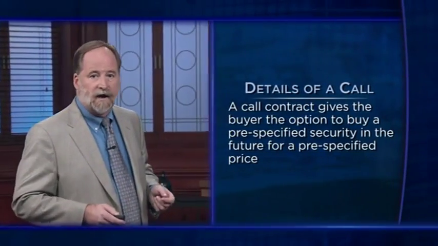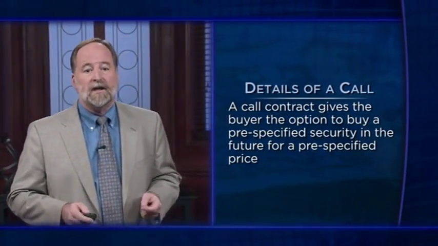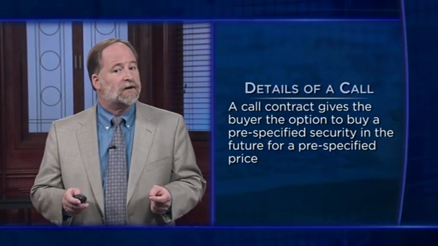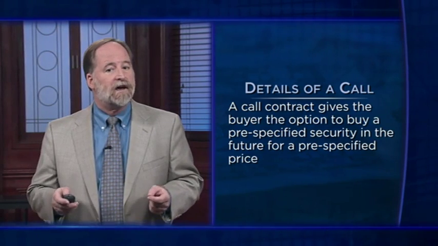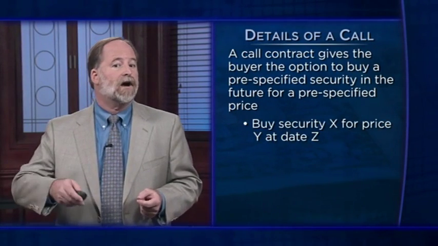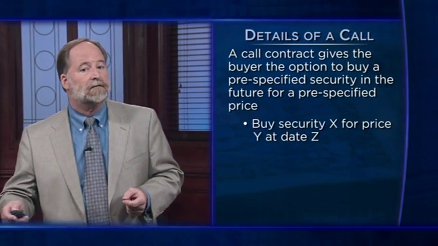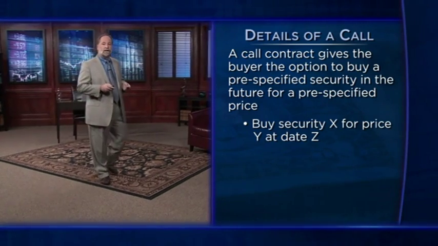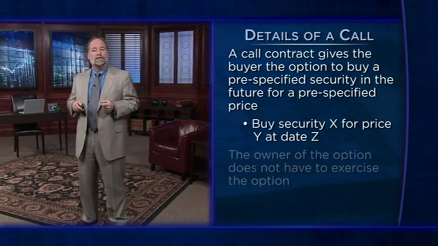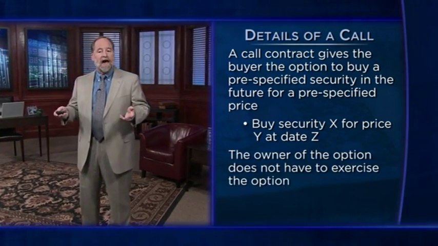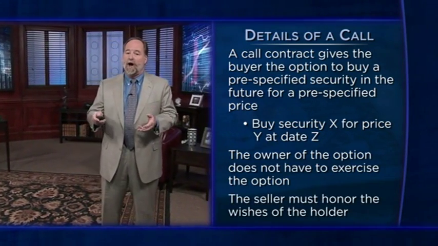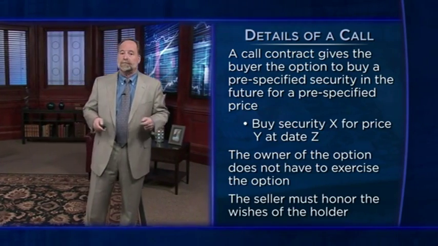A call contract gives the buyer of the call option the option, not the obligation, to buy a pre-specified security in the future for a pre-specified price. That is, the future action in this case is buy security X for price Y at date Z. The call option gives its owner the right to call in or buy some security in the future. The owner of the option doesn't have to if they don't want to, but they can if they do. But the seller must honor the wishes of the holder of the option.